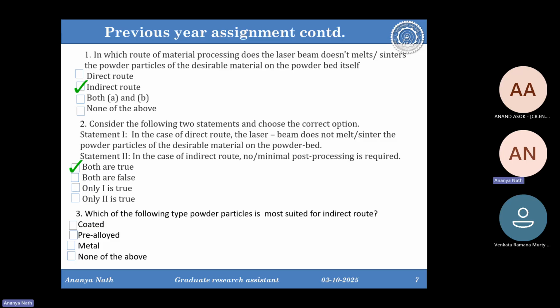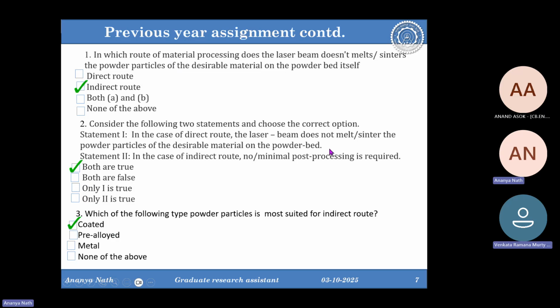Which of the following type of powder particles is most fitted for indirect route? This is coated. Second, both are true. Actually, I think that the first one is not true. The laser beam does not melt or sinter the particle. This is not true because the direct route is where the laser beam directly melts or sinters. Then it should be only 2 is true. Only 2 is true. But why?